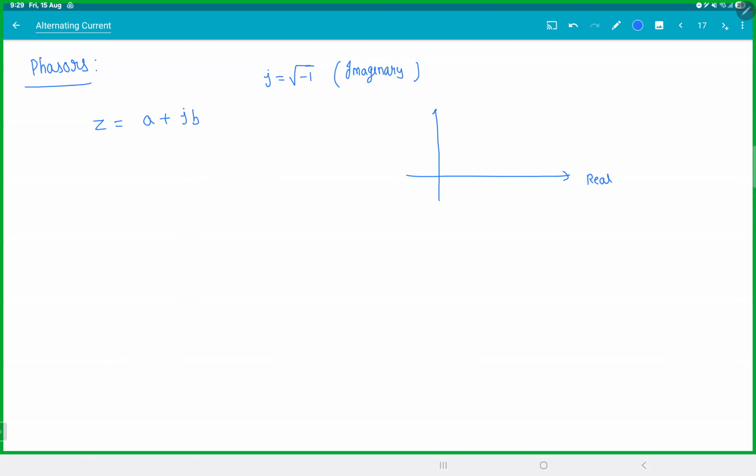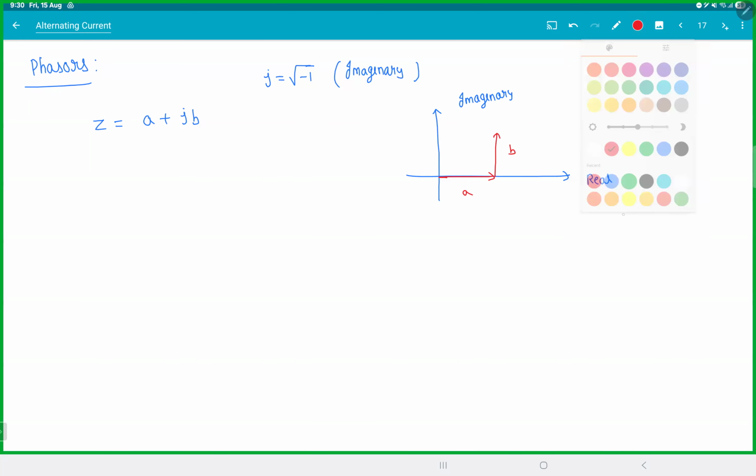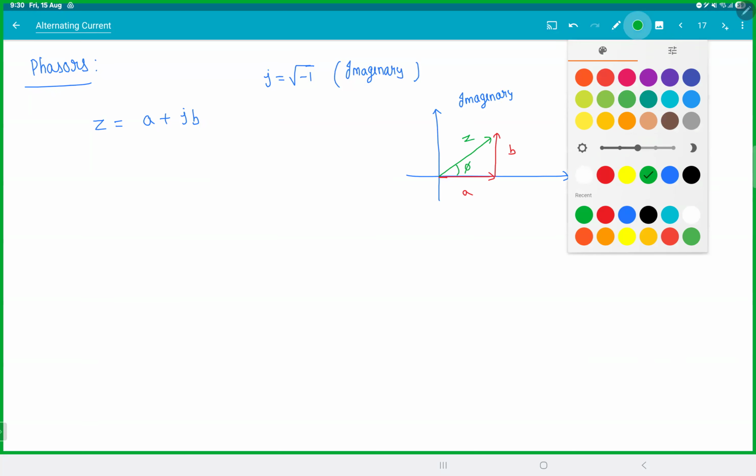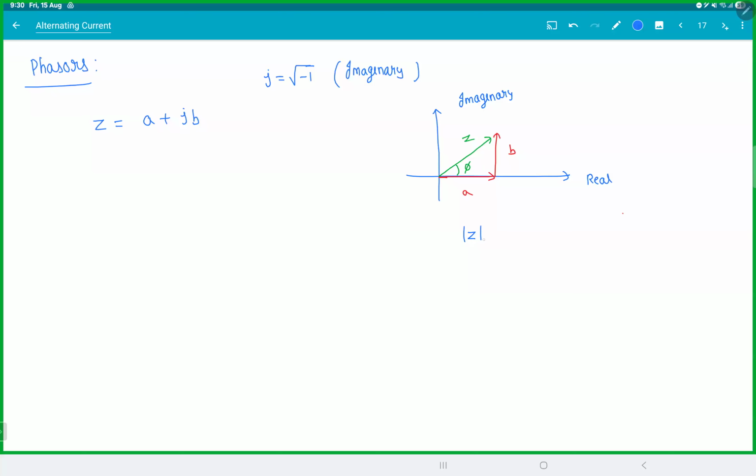When you say a complex number Z, frankly speaking, it is nothing but Cartesian coordinates. You have a real part and an imaginary part: A on the real axis, B on the imaginary axis. This was your Z, and this was your angle phi. Here the magnitude of Z is simply root over A squared plus B squared, and the angle is tan phi equals B by A. So if you think about it, Z and phi are simply polar coordinates.